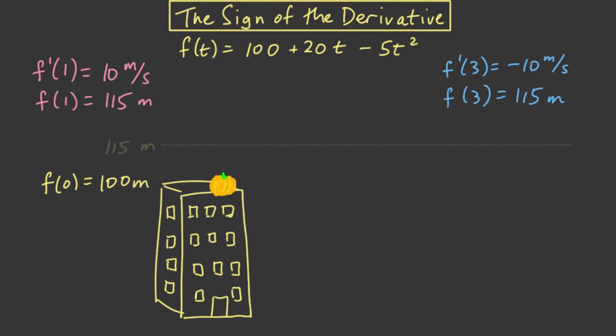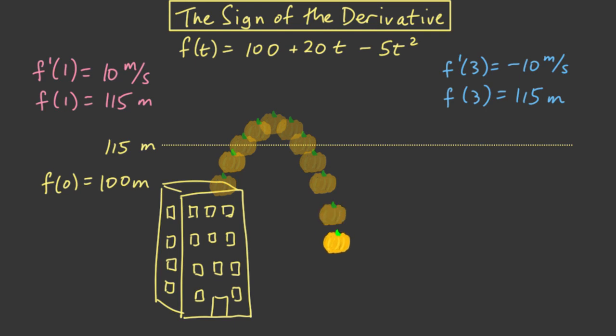If 115 meters is here, then at t equals 1 second, the pumpkin is at that height on its way up. And at t equals 3 seconds, the pumpkin is again at that height, but this time it's on the way down. And eventually it goes splat.